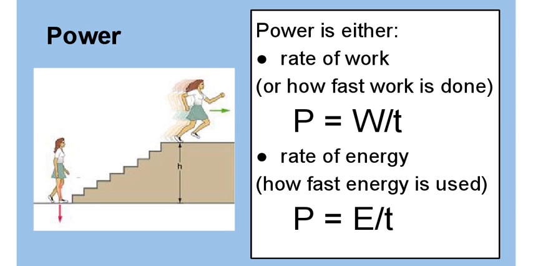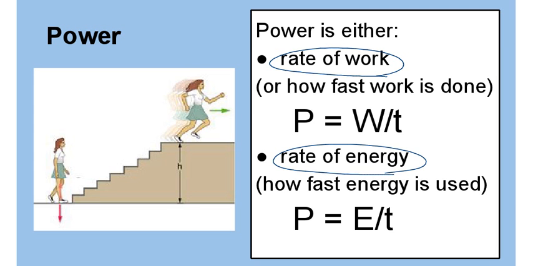All right, we're getting close to the end here. Power is an important idea. You can either think of it as the rate of work, which would mean that power equals work divided by time, or the rate of energy. How fast am I using energy? And that would be energy divided by time. If you see anything that talks about power, just go ahead and write this guy down right there. Power equals work divided by time.